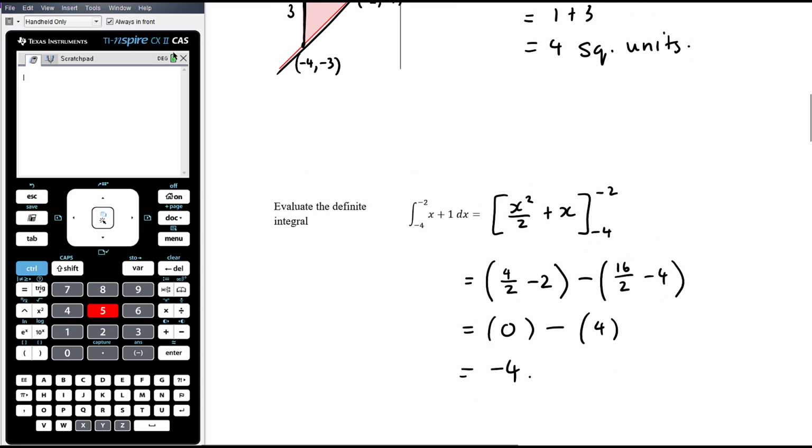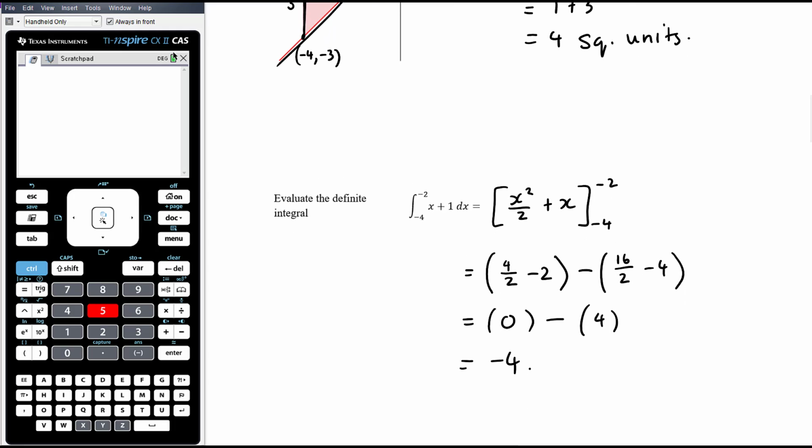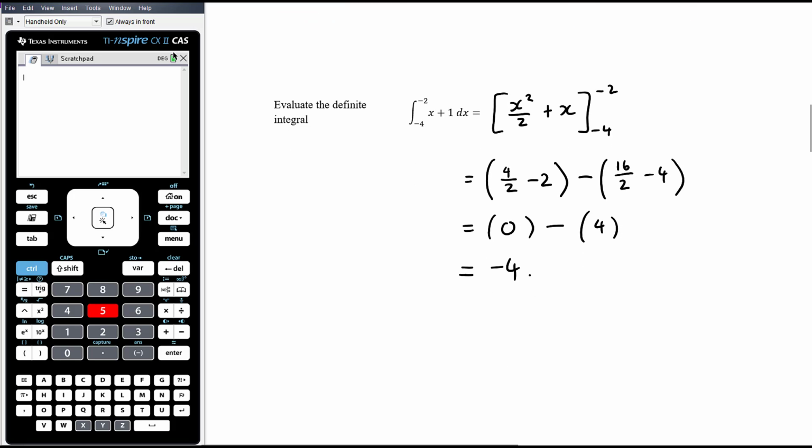Okay, so the definite integral gave us negative 4, and the actual area was 4. Obviously, you can't have a negative area. You can't say this integral does not equal the area. Area cannot equal negative 4. So when you write down area equals something, be really careful that you're not saying that area is negative. So the area doesn't equal this integral. The area equals the negative integral.